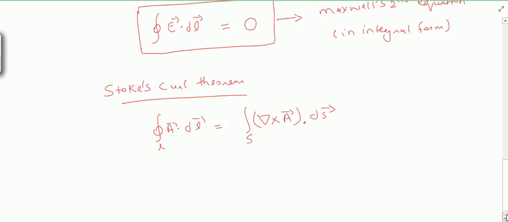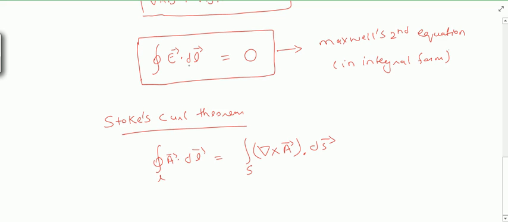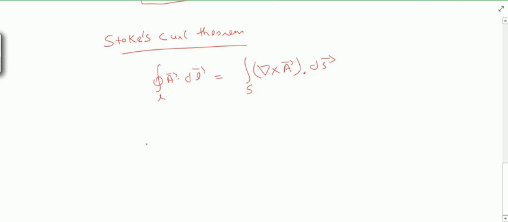So Stokes curl theorem says that the circulation of a vector over a closed loop will be equal to the curl of the vector over that surface formed by the closed loop. So you can apply this Stokes curl theorem here also. So you can write that E dot dl will be equal to what? It will be del cross E dot ds.